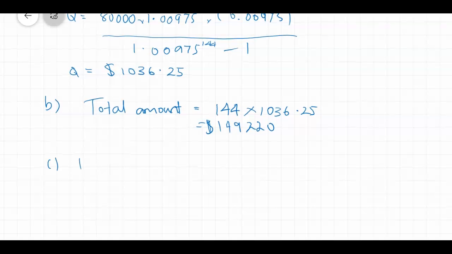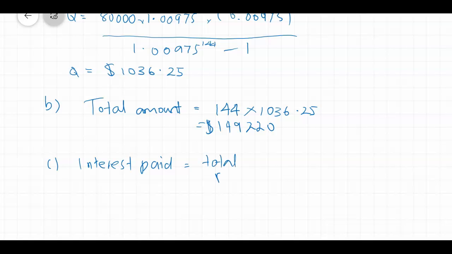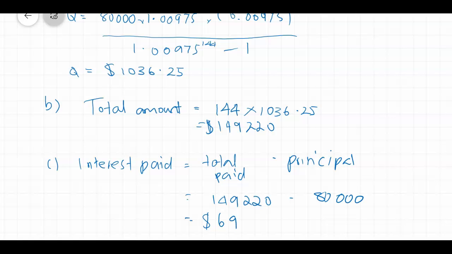Now, the next step is how much interest did they pay? So C, the interest paid, is clearly the total paid, minus the principal. How much did they borrow? So it's equal to $149,220 minus the $80,000, and that gives a whopping $69,220 paid in interest over the 12 years.